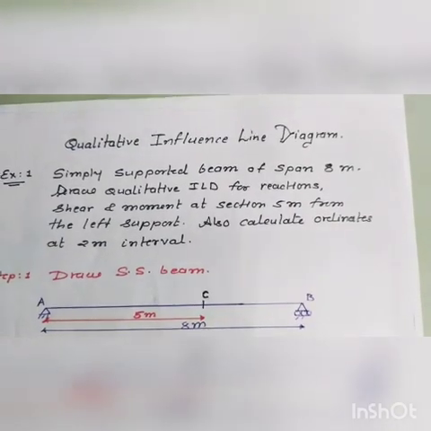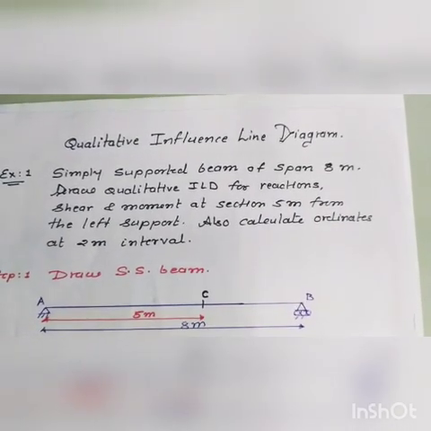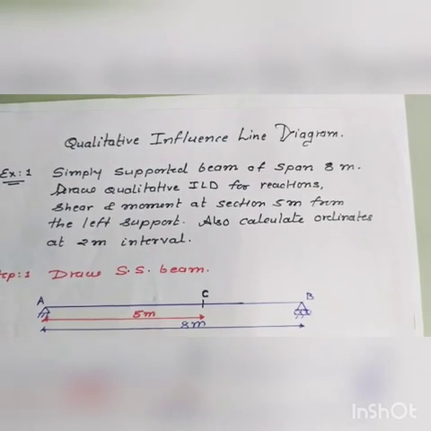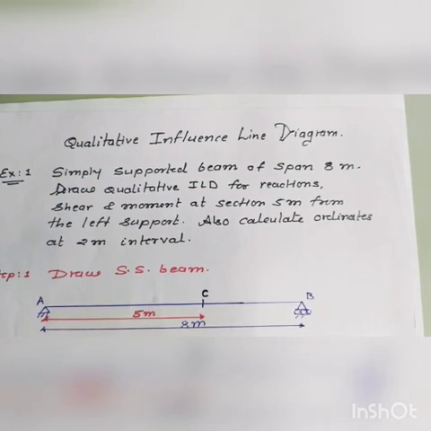Today we are drawing the qualitative influence line diagram. Let's take the first example. Consider a simply supported beam of span 8 meter. Draw qualitative influence line for reaction, shear and moment at section 5 meter from the left support. Also calculate ordinates at 2 meter interval.